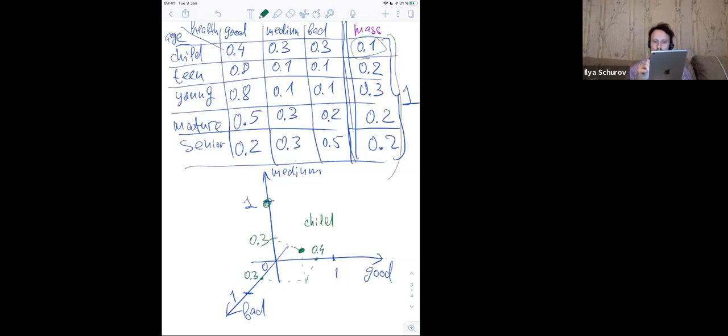I do not try to represent this variable, mass, in this picture yet. We just think about only these variables.